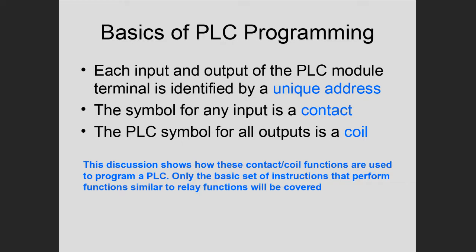Each screw terminal on the input module and each screw terminal on the output module has a unique address. The symbol for input is a cat. So you can use the examine if open or examine if closed. They look like relay contacts.